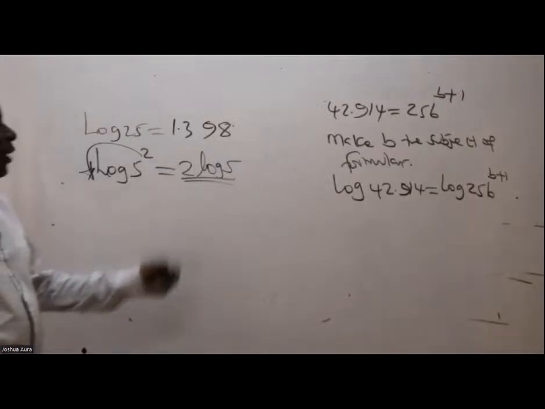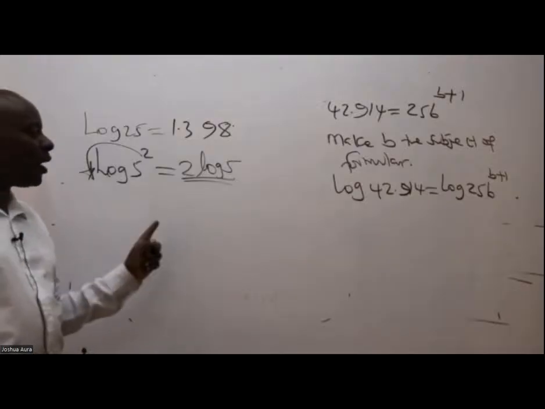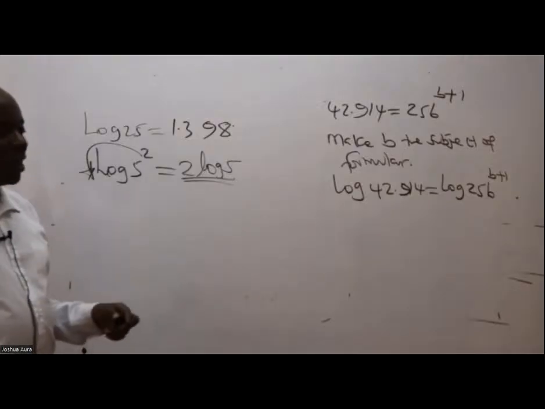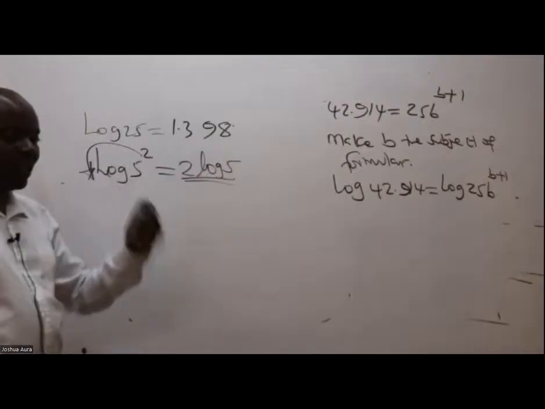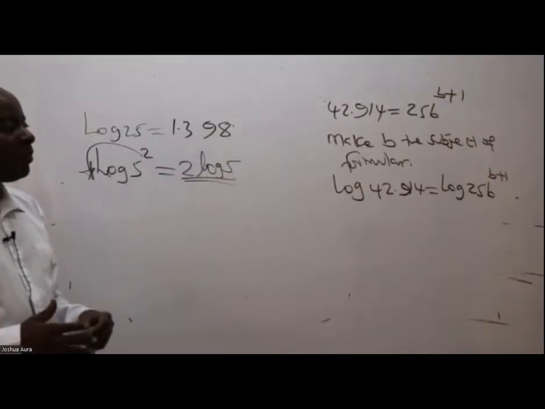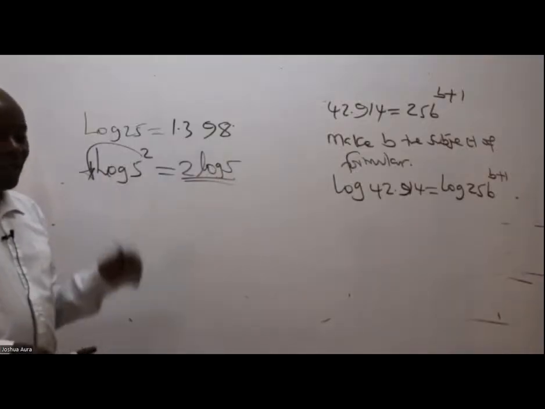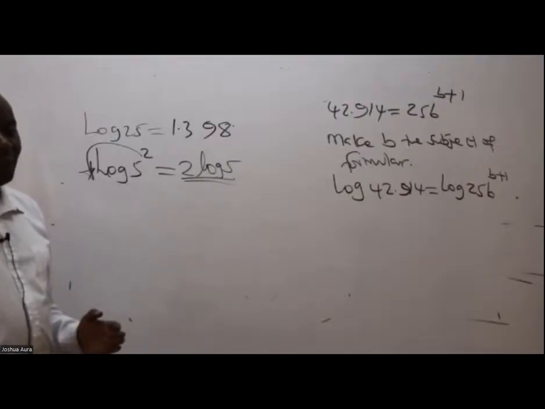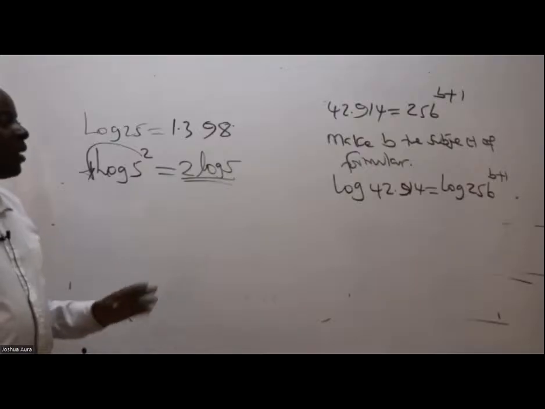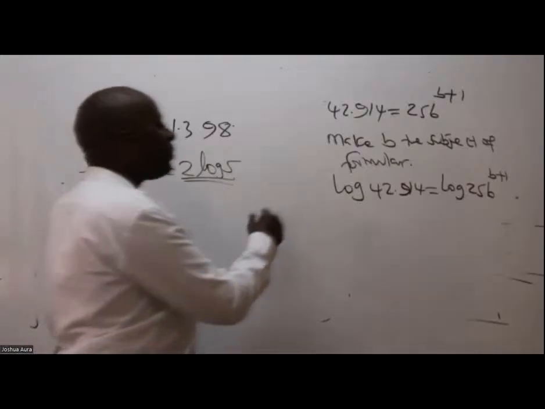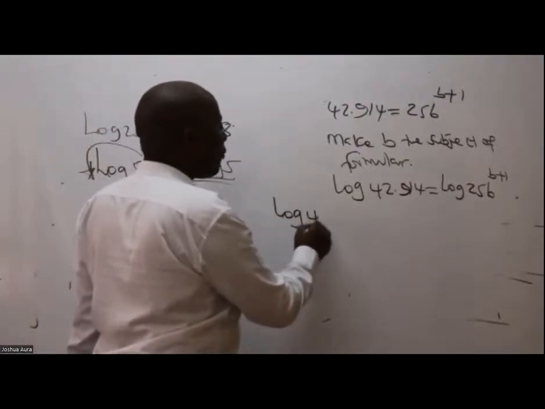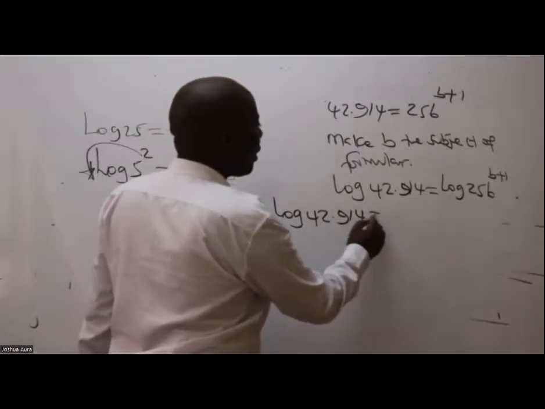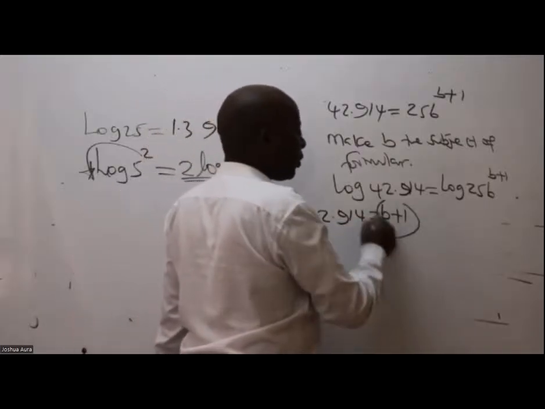The 2 can be brought down here. So could you kindly try 2 times log 5 and tell me whether you're getting the same figure again? Eric has confirmed, Jemima has confirmed, Atieno has confirmed the same. So if that is the case, then log 42.914 equals b plus 1, of course this has to be in brackets.